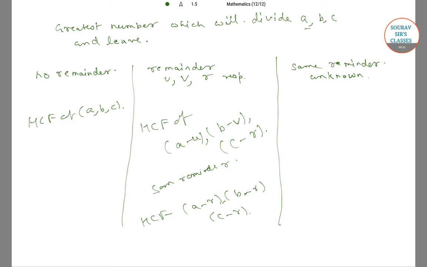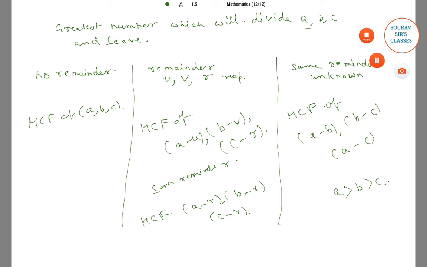Now if the question says find the greatest number which will divide the numbers A, B and C and leave the same remainder, but the remainder is not given, then the answer would be the HCF of the differences, that is A minus B, B minus C and A minus C, where A is greater than B is greater than C.